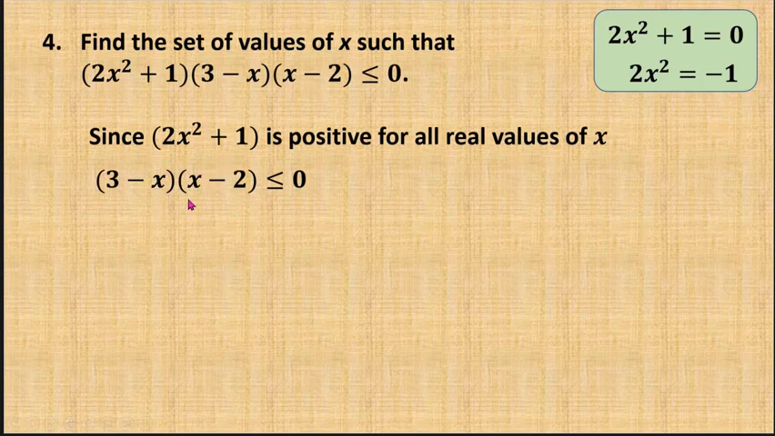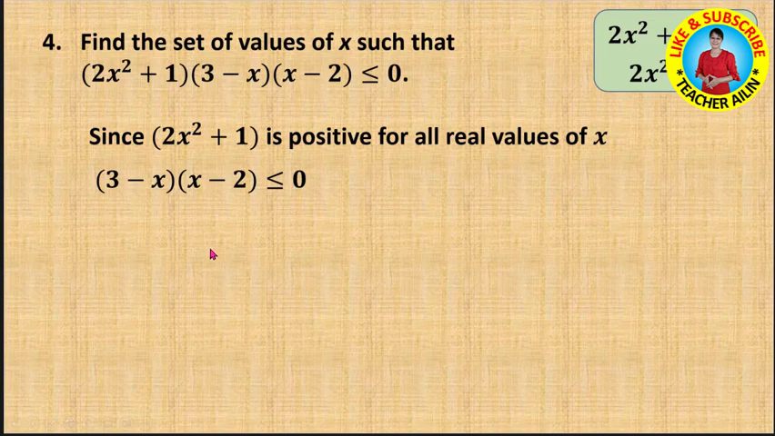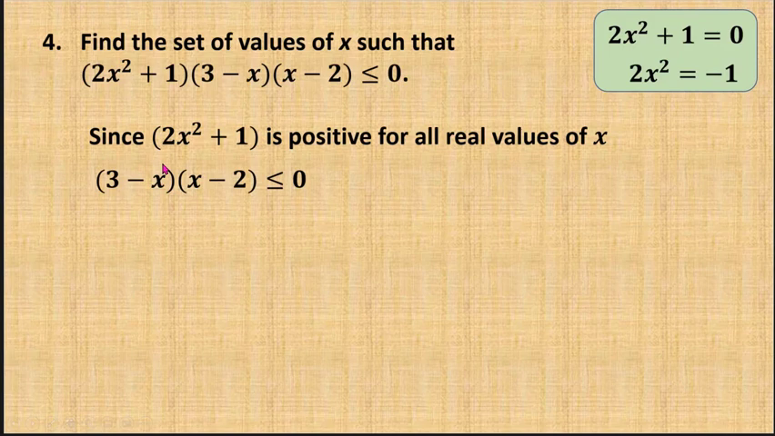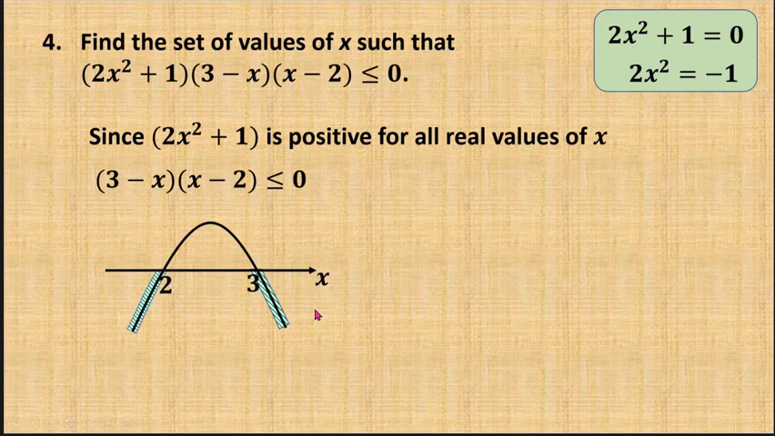Now, the inequality becomes a quadratic inequality. The shape of the quadratic is an N shape because the coefficient of x power 2 is negative. The shaded region is below the x-axis because the inequality is less than or equal to 0. So finally, the answer is x less than or equal to 2 or x greater than or equal to 3.